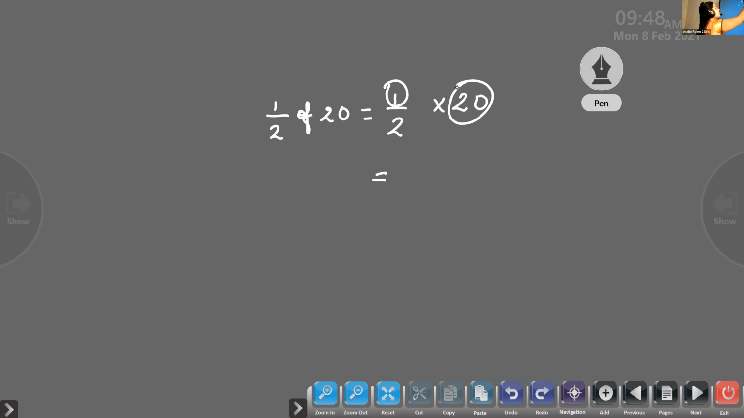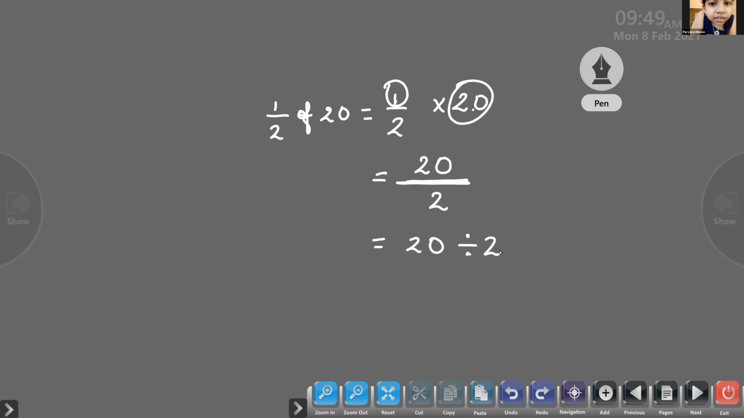That means here you want to multiply 1 into 20, which is equal to 20, and the denominator you can write as 2. 20 divided by 2. What is this? Division bar. This symbol means division. So this means you have to divide 20 by 2. 20 by 2, what you will get?